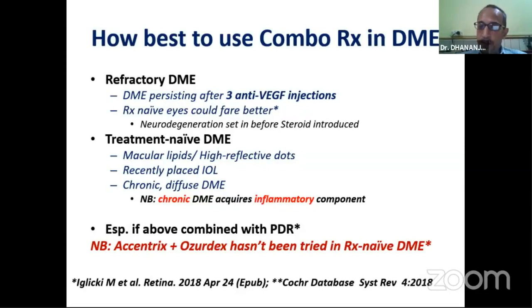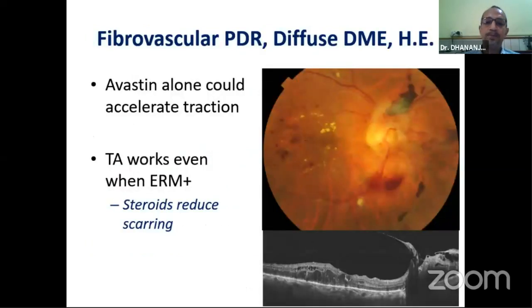But if we get a patient who has already had a chronic and diffuse macular edema, then it is probably worthwhile to consider a combination, because these eyes may have an inflammatory component. And especially if the above are combined with PDR, it becomes more logical. And remember that Eylea and Ozurdex have not been tried in a treatment naive DME.